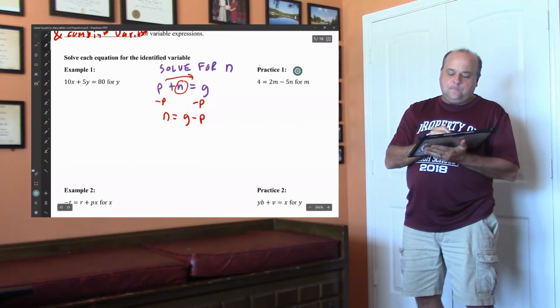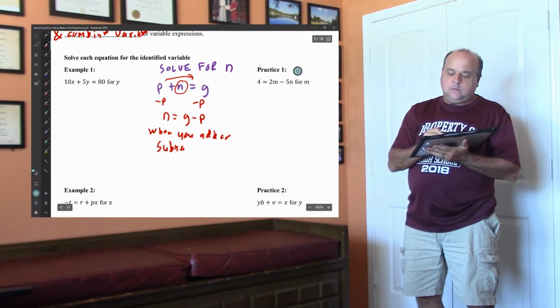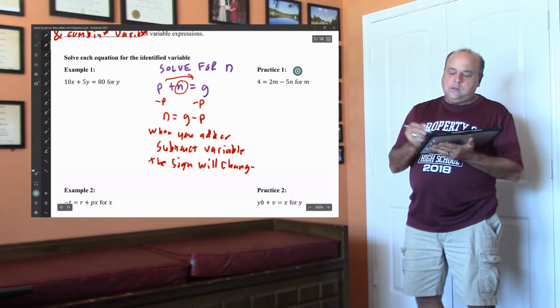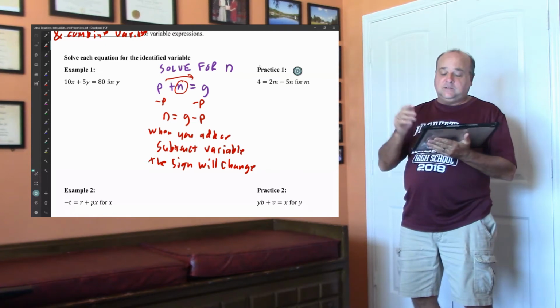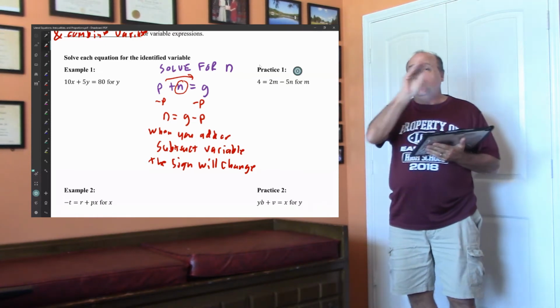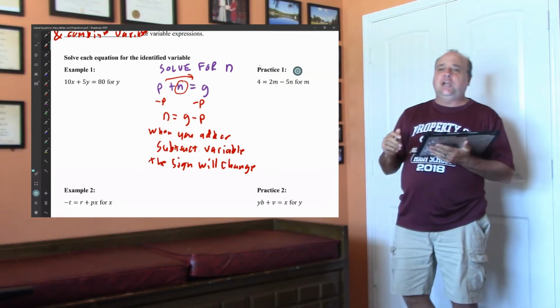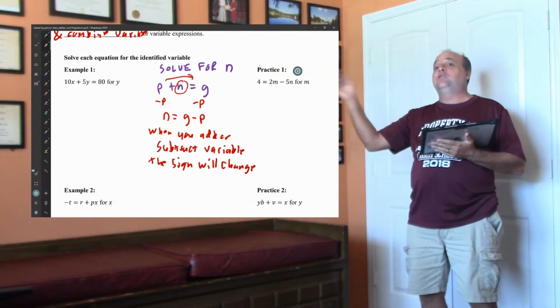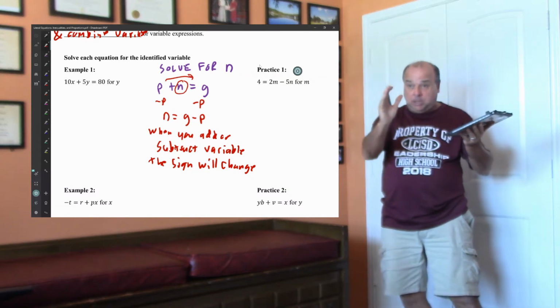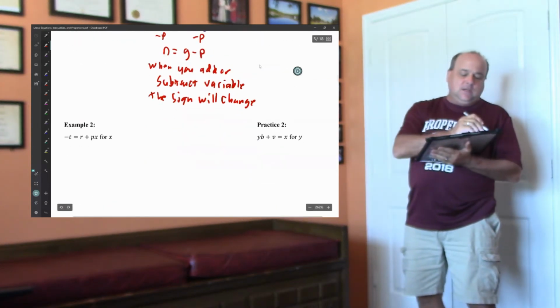So let's write that down. When you add or subtract variables, the sign will change when it's moved across the equal sign. When you move that variable across the equal sign by adding or subtracting, the sign will change. If it's negative on the left and you move it to the right, it's going to be a positive. Please remember that.